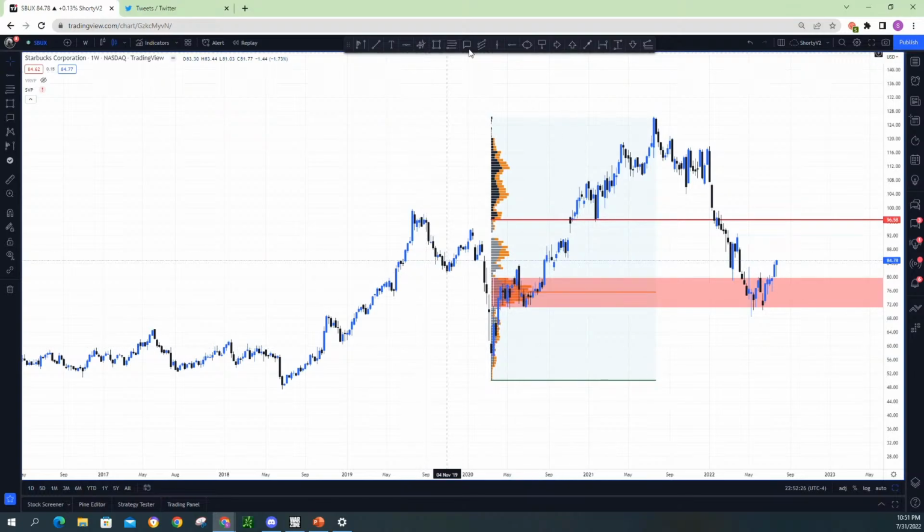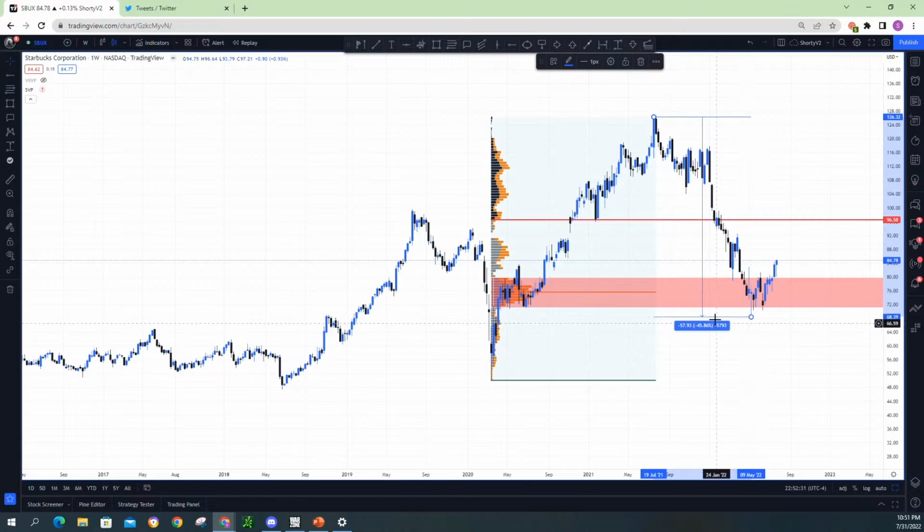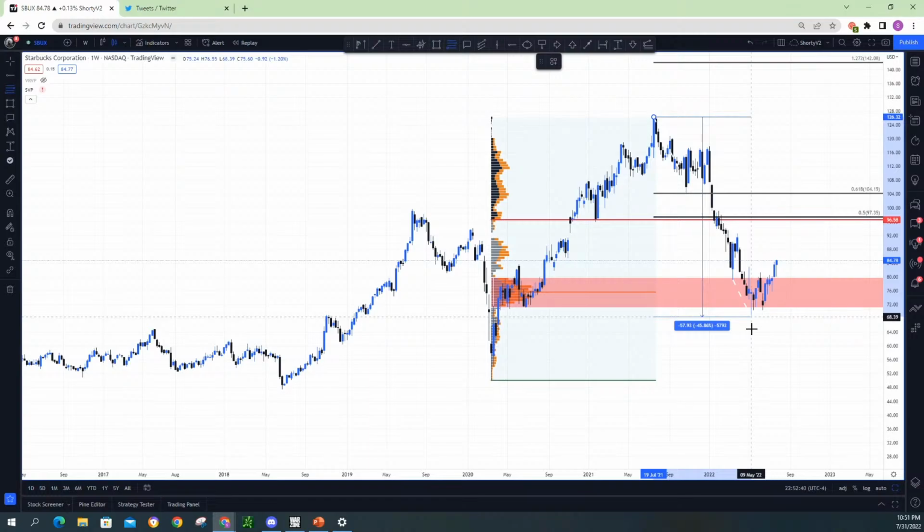Well, this stock lost 50% of its value or market cap on this bear run here. So is it normal that it's going to retrace from here? Probably, yeah. I would expect it to retrace all the way to this value area high, which is about $97.